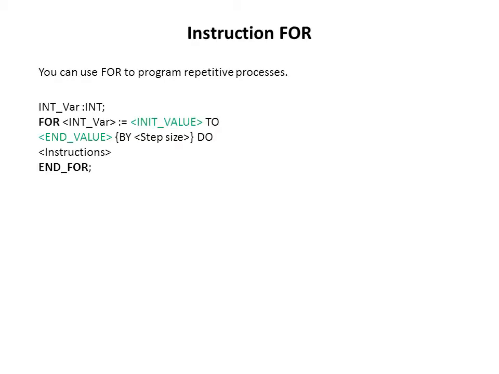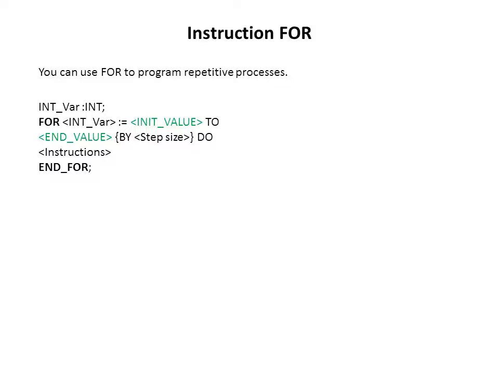The next instruction is FOR. You can use this instruction to program repetitive processes. So this is the syntax of this instruction. The part of the structure enclosed in curly brackets is not required. So this is part of the syntax.